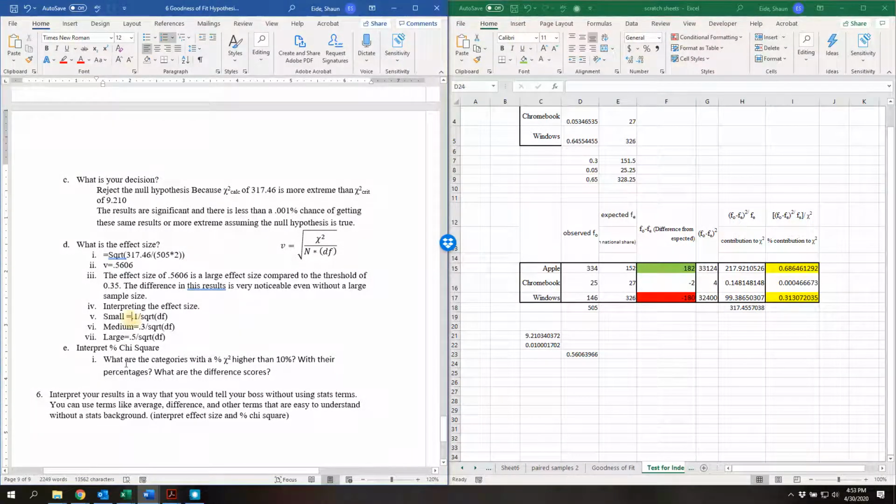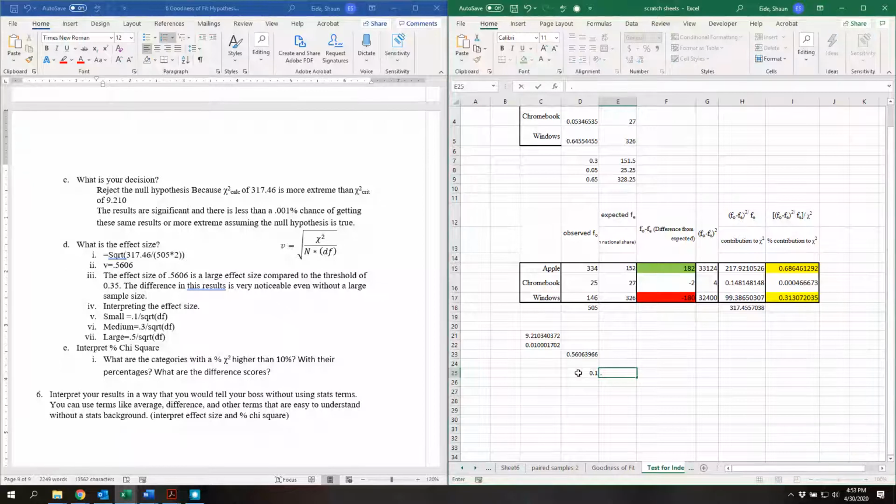And I'm going to start with a small. So we've got 0.1, 0.3, and 0.5. And for how many degrees of freedom? We have 2 degrees of freedom, and so we've got equals 0.1 divided by the square root of this, and I'm going to just put a fun little dollar sign there.